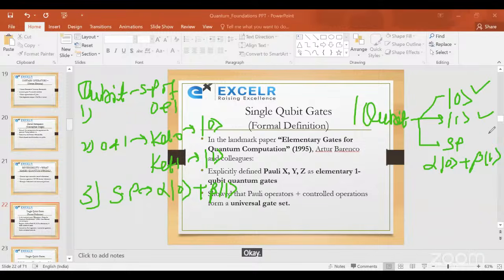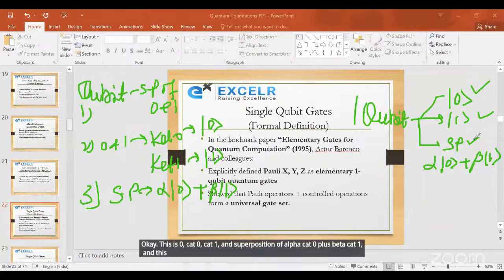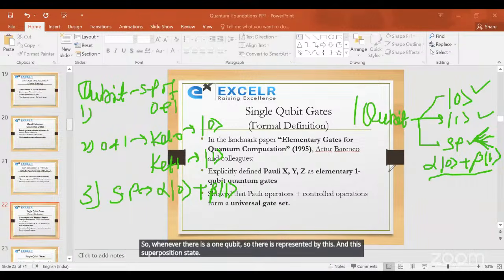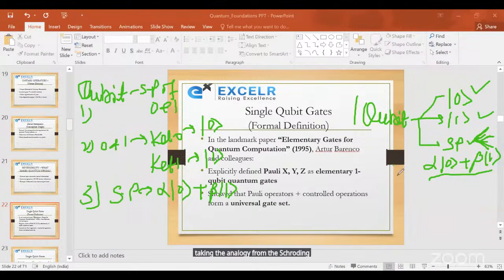This is ket 0, ket 1, and the superposition of alpha ket 0 plus beta ket 1. And this superposition state, which we talked about on the first day, can be divided into finite states, but combined we say it's a superposition state, either in the same phase or in different phases. Taking the analogy from Schrodinger, we represent it as psi. So the psi state is alpha 0 plus beta 1.